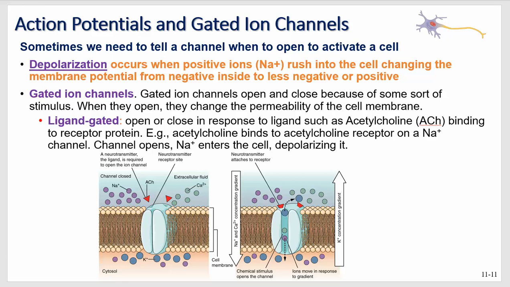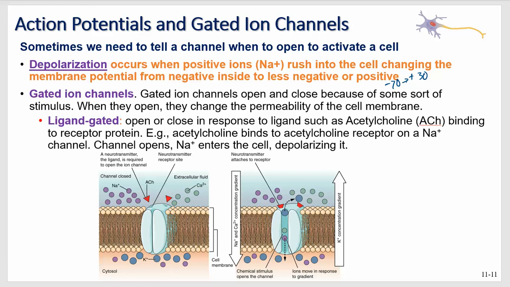So it occurs when positive ions rush into the cell, changing the membrane potential from negative on the inside to less negative or even positive, like all the way up to plus 30 or something. So it goes from minus 70 all the way up.